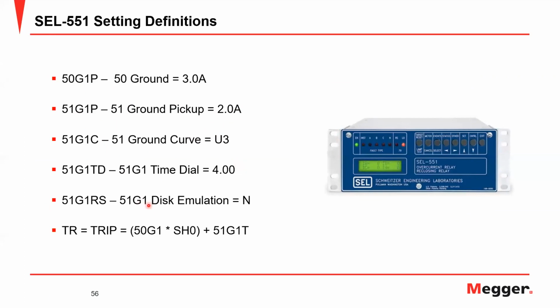Unlike the sample that I showed you earlier, disk emulation is now turned off so we can have higher speed reclosing. And the trip equation I've really taken down to the very basics. We have the logic for 50G1, that's your instantaneous ground. As long as the relay is reset and the shot counter equals 0, we have high speed tripping, or we always have time overcurrent tripping, 51 ground time overcurrent tripping.